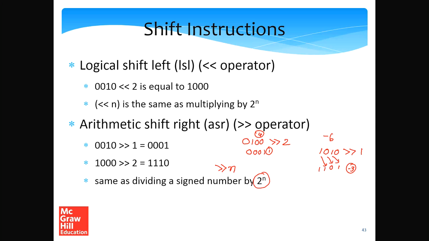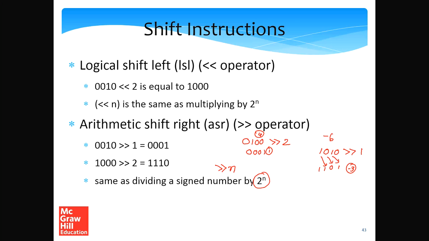So a logical left shift and an arithmetic right shift essentially are very useful operations, and they help us in multiplying or dividing numbers by 2 raised to power n, by any power of 2.